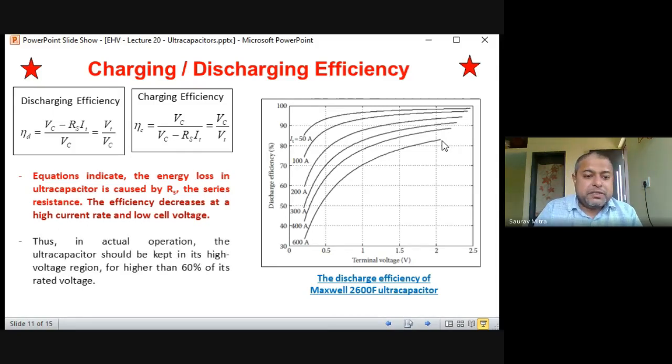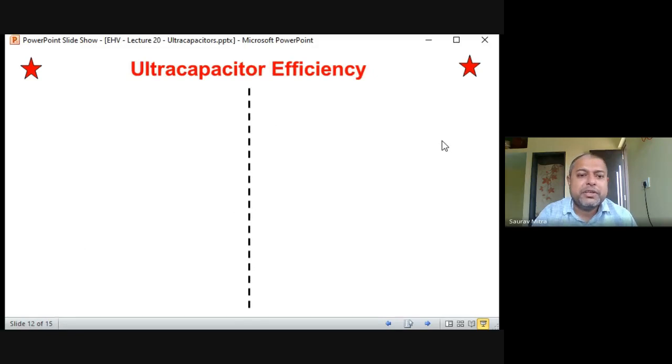So in actual operation, the ultracapacitor should be kept in its high voltage region, higher than 60% of its rated voltage. So we should not use the ultracapacitor at less than 60% of its rated voltage. That means we should not ask for too much current from the ultracapacitor. That is a very important thing.